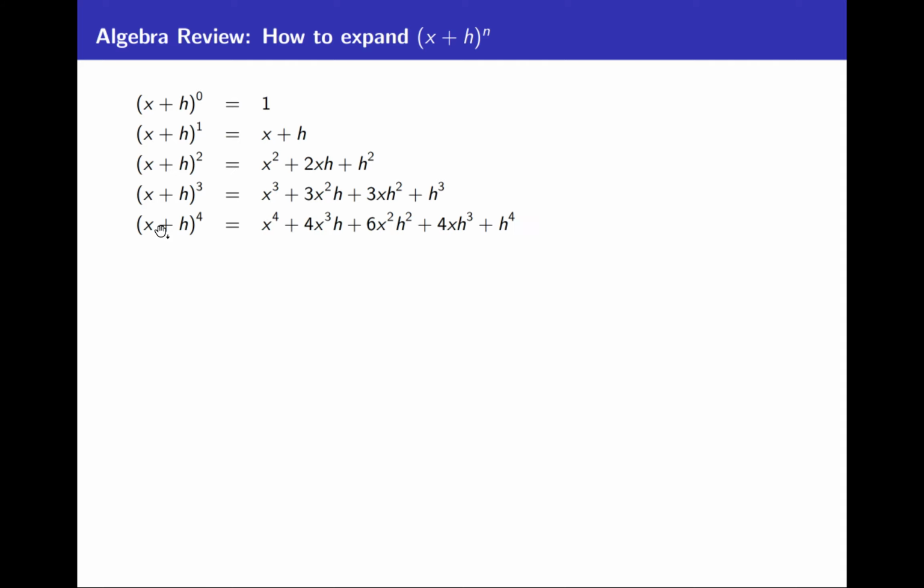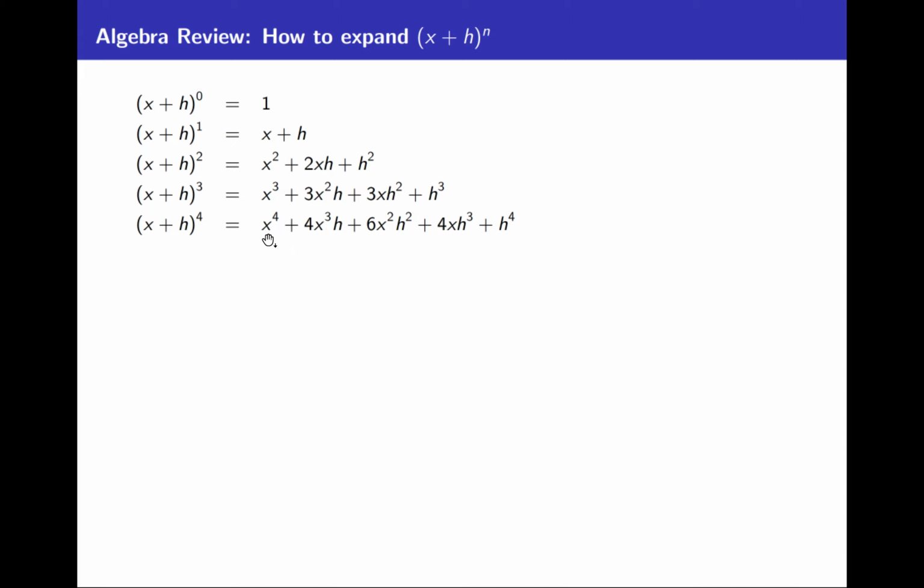Maybe you haven't done it for a while, but FOILing out x plus h to the power of 4, x plus h times itself 4 times, this is what you get. You could take x plus h cubed, which is this, multiply it times another x plus h, distribute it through, collect all the like terms, and you get x to the fourth, plus 4x cubed h, plus 6x squared h squared, plus 4xh cubed, plus h to the fourth.